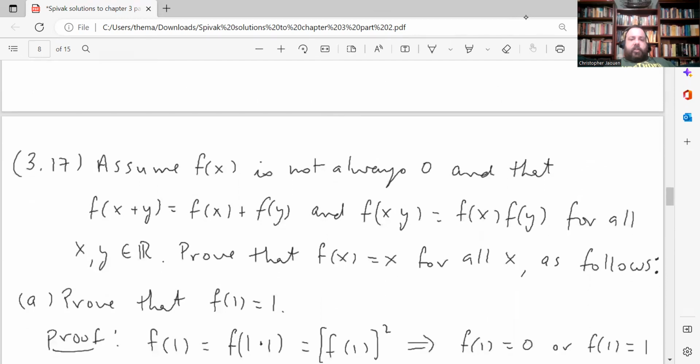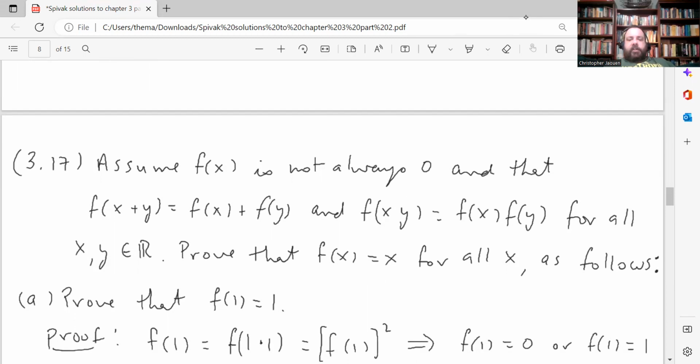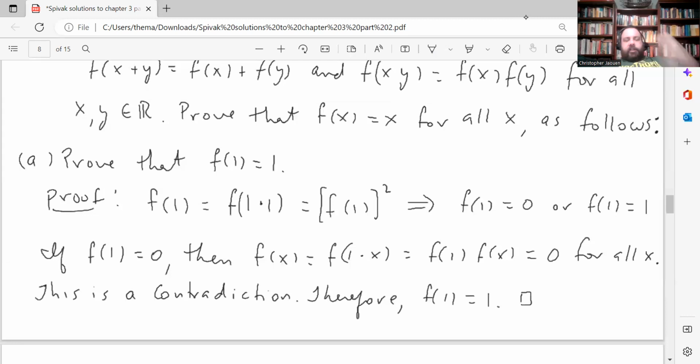317 says assume f of x is not always 0, and again they give us two functional equations that the function has to satisfy. So we have the same condition as in 316, and we have this new condition as well. f of x times y is f of x times f of y for all x, y in R, and they want us to prove that f of x is equal to x for all x as follows. So he leads us through the proof step by step.